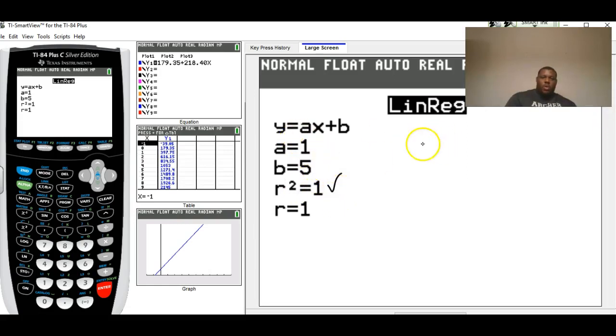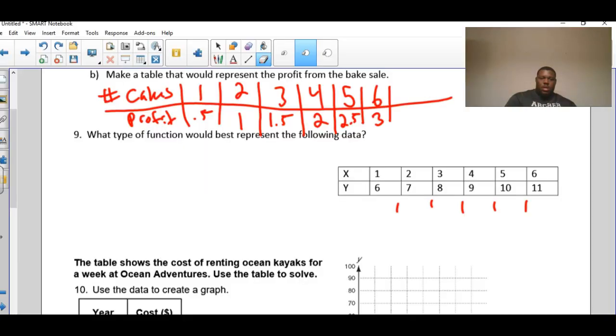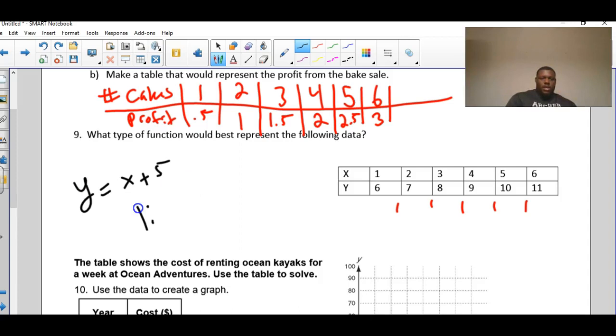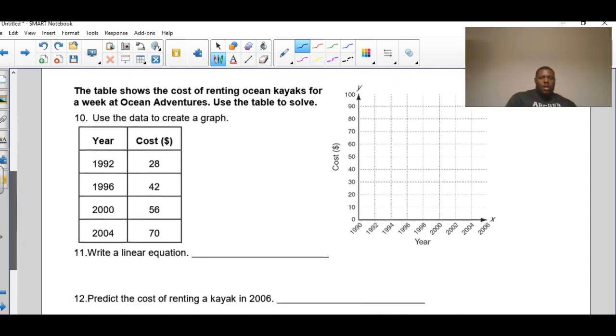Now we just make our equation. We have 1x, plus, and b is 5, plus 5. So we have x plus 5 as our equation. Let's get rid of that and go back here. The equation we came up with was y equals x plus 5, and we said that it is linear. All right, home stretch.